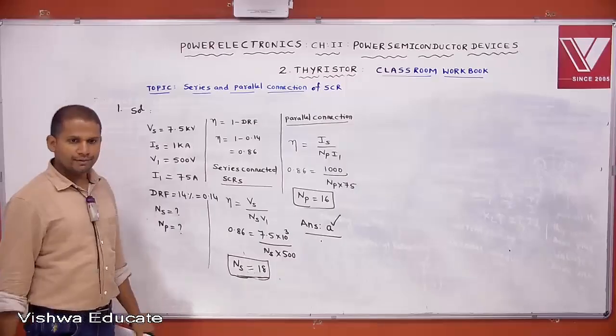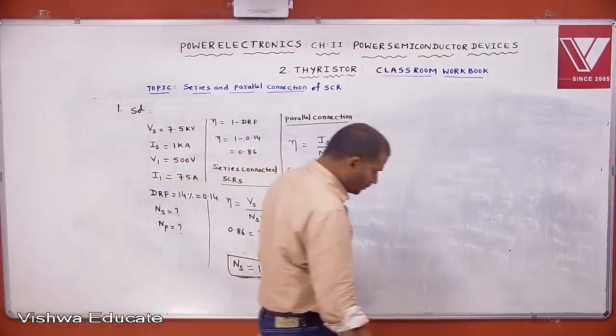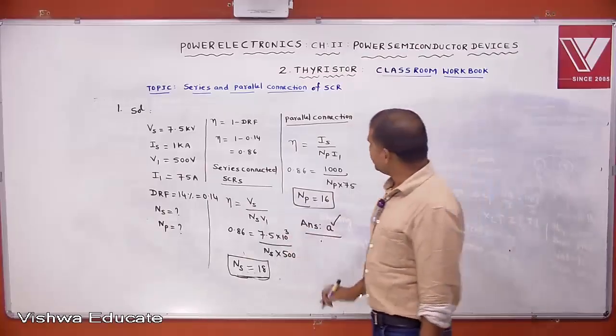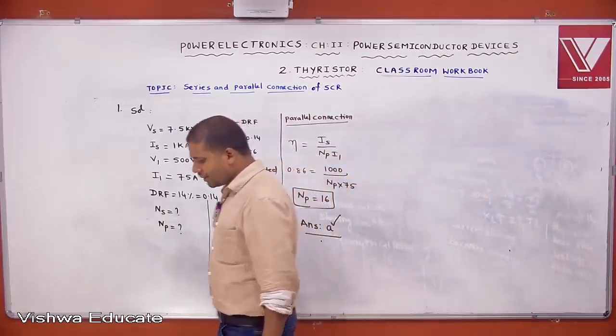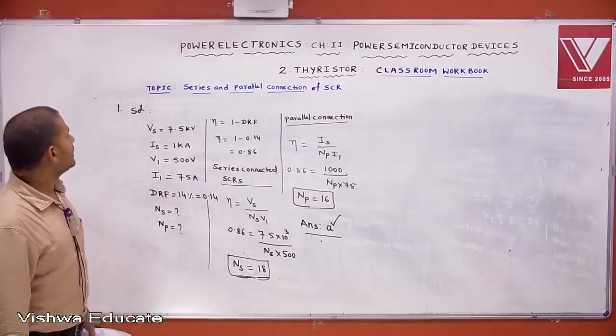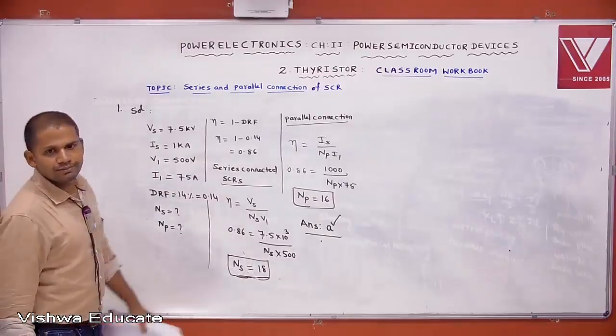Note this down quickly. Direct formula: the series connected efficiency and parallel connected efficiency formulas that I have given already. From those we are calculating the number of series and parallel connected SCRs.